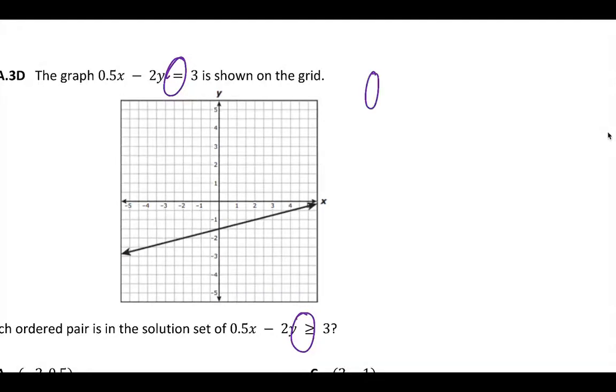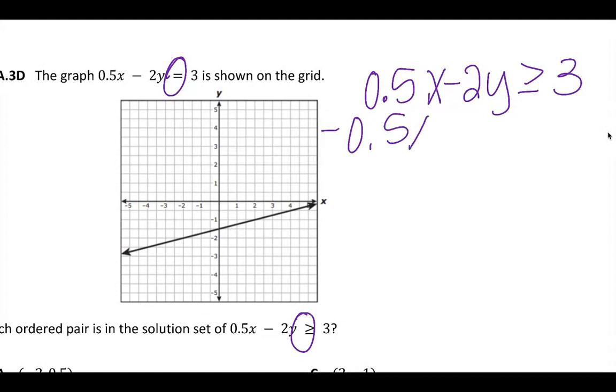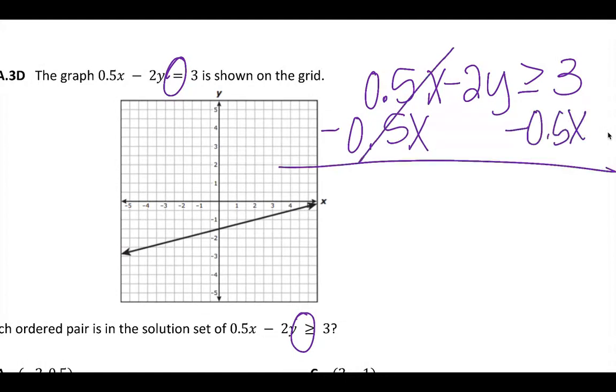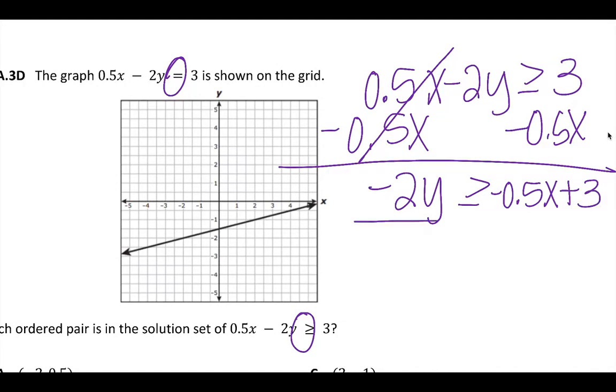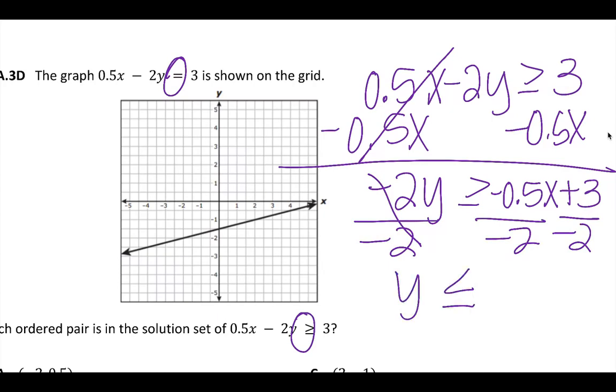So 0.5x minus 2y is greater than or equal to 3. I'm going to get rid of this 0.5x. Negative 2y is greater than or equal to negative 0.5x plus 3. Oh, look, I'm dividing everything by this -2. If I divide by a negative, my sign flips. So this is what I was saying. Divide by that negative, my sign flips.